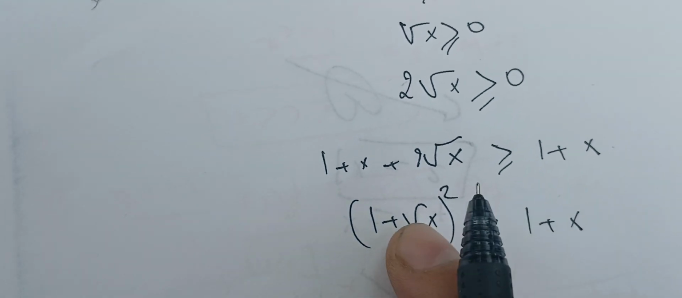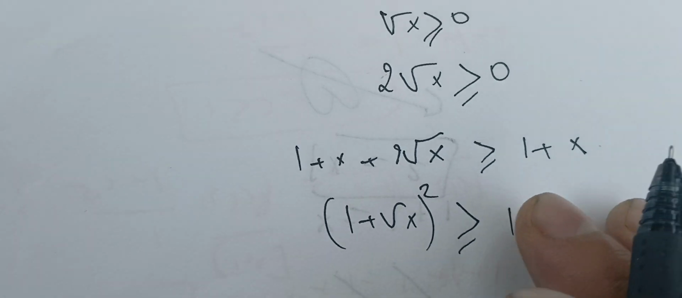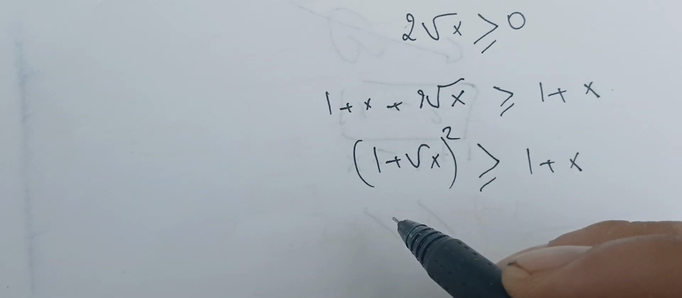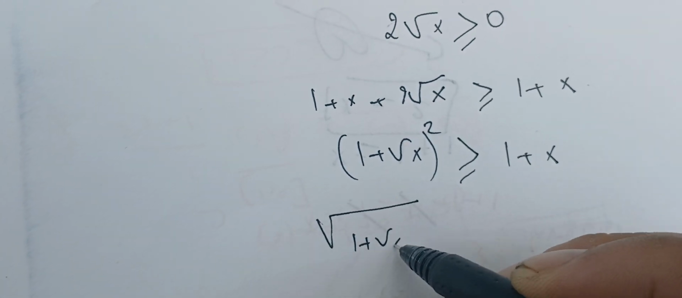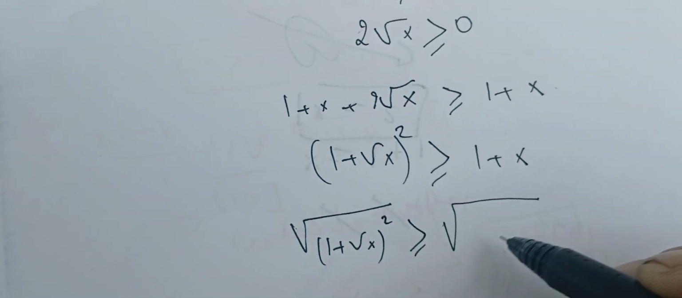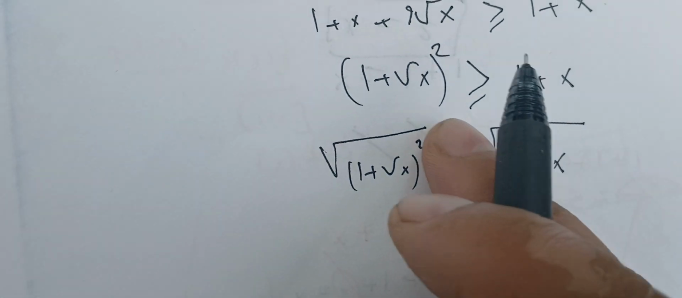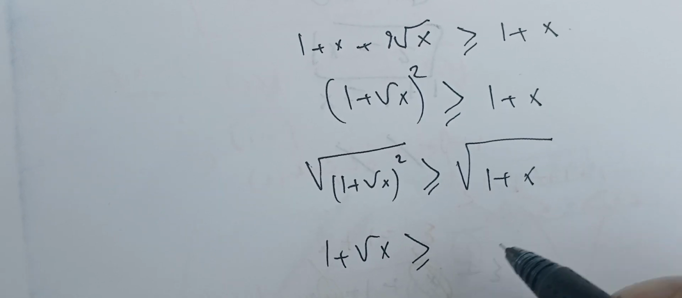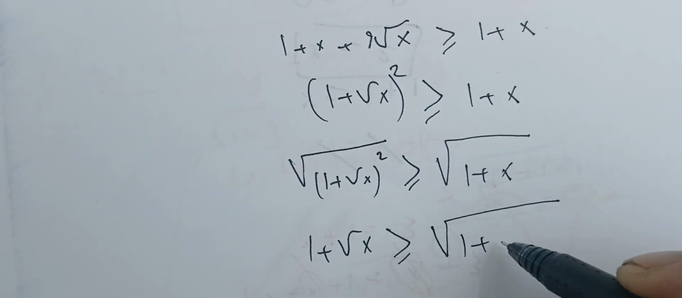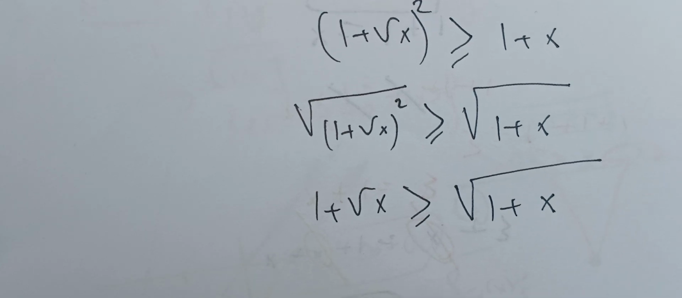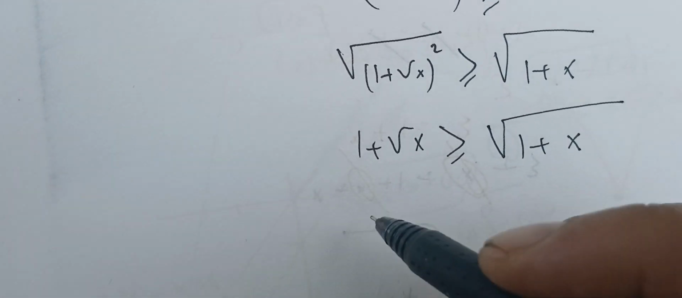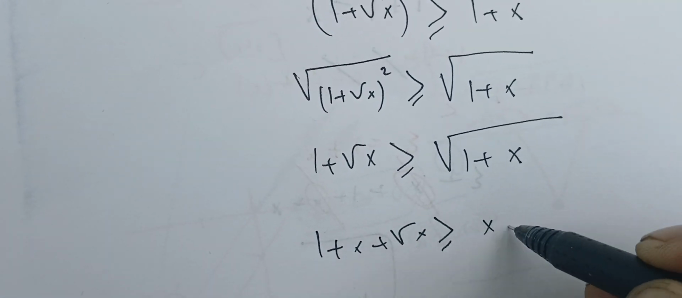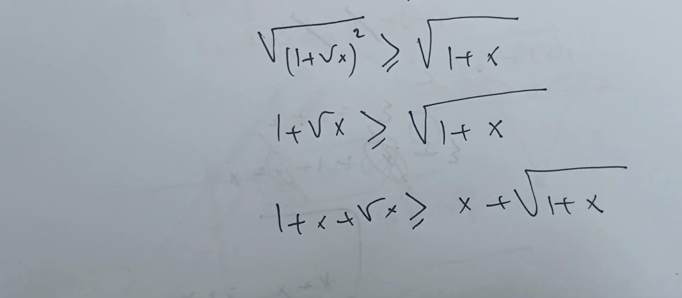Now if I take the square root of both sides, and I know these values are positive and the square root is an increasing function, we're going to have the square root of 1 plus square root of x, squared, is bigger than the square root of 1 plus x. And here I can get rid of the square root. I have 1 plus the square root of x is bigger than the square root of 1 plus x. Now if I add x, which is a number, to both sides, I'm going to have 1 plus x plus the square root of x is bigger than x plus the square root of 1 plus x.